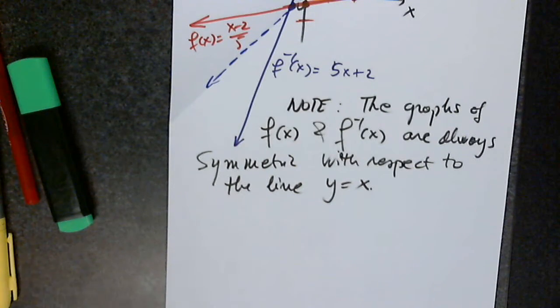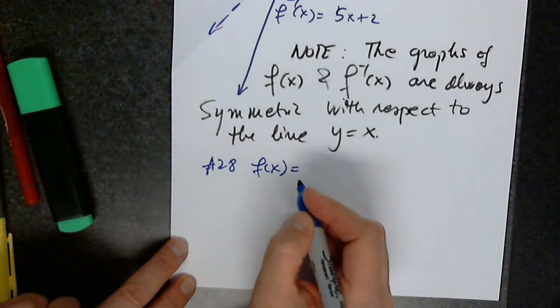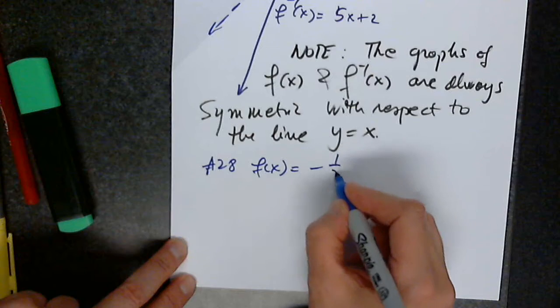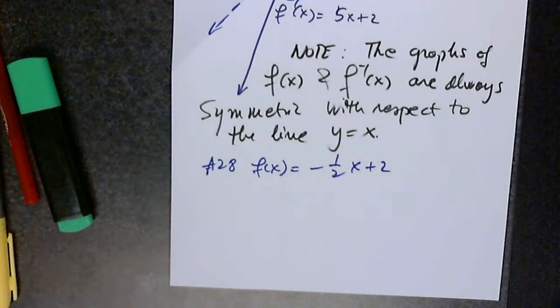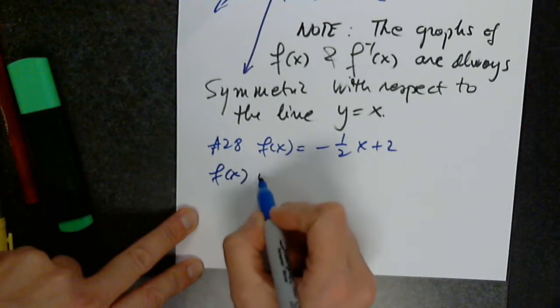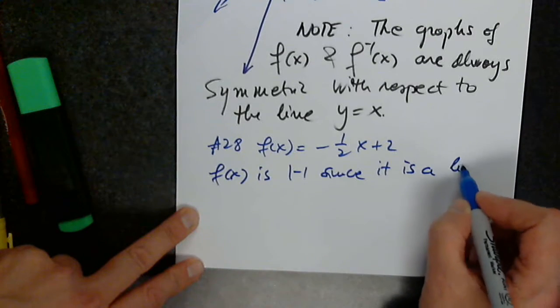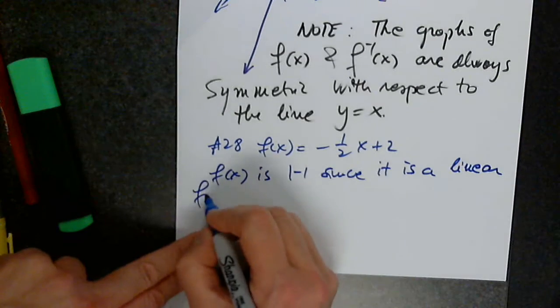Okay, I would like to also look at 28. F of x equals -1/2 x plus 2. I want you to find the inverse function, but let's make a statement. Is this function 1-to-1? Why? Yes. So I'm going to have to write that. F of x is 1-to-1 since it is a linear function.